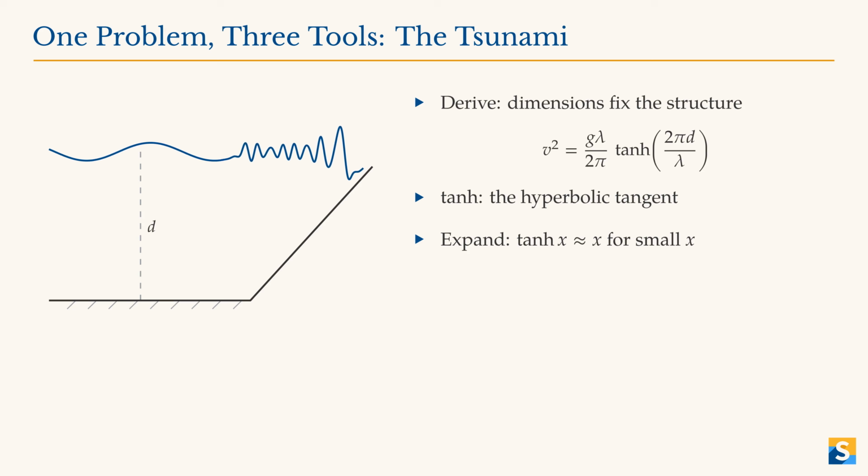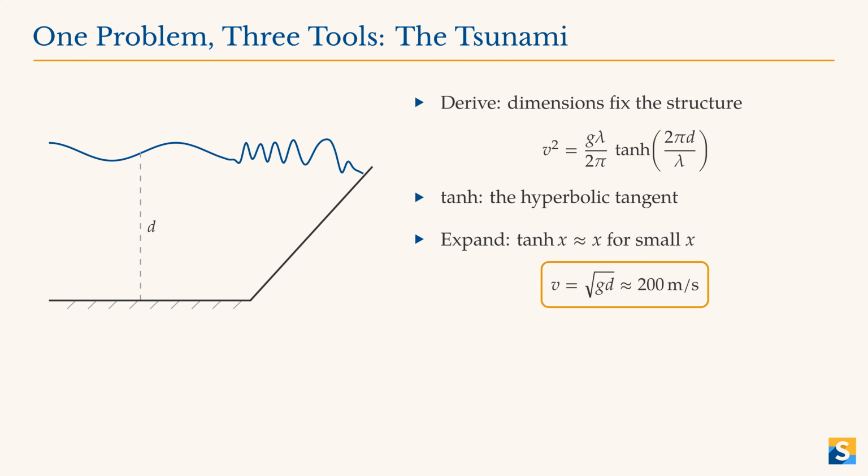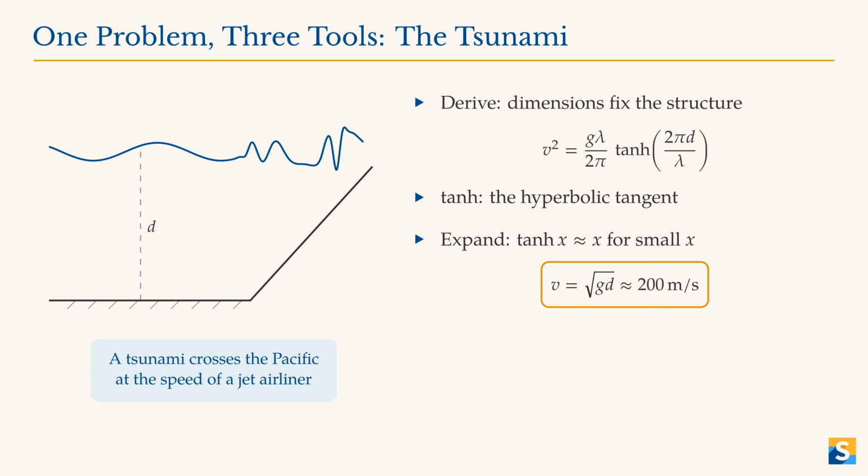Now, Taylor. A tsunami is hundreds of kilometers long, crossing an ocean 4 kilometers deep, so d over lambda is tiny, and tangent of a small number is just that number. The wavelength cancels and the speed collapses to the square root of gd. Put in 4,000 meters, 200 meters per second. A tsunami crosses the Pacific at the speed of a jet airliner.